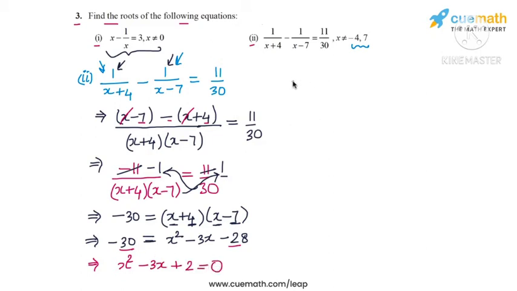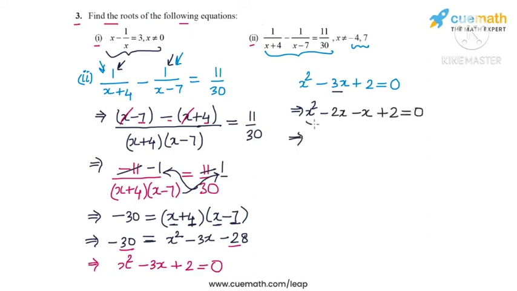So let me rewrite it again here. We modified this whole equation into this quadratic equation x square minus 3x plus 2 equal to 0. Now we can solve it by applying the quadratic formula, or we can solve it by completing the square, or in this case we can also easily factorize this quadratic expression by splitting minus 3x as minus 2x minus x, and then plus 2 equal to 0.